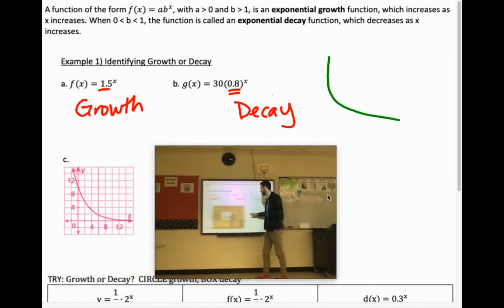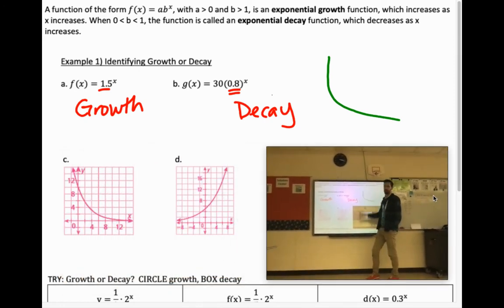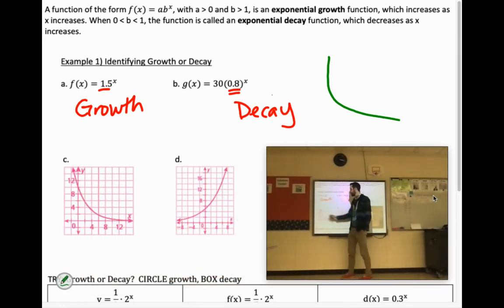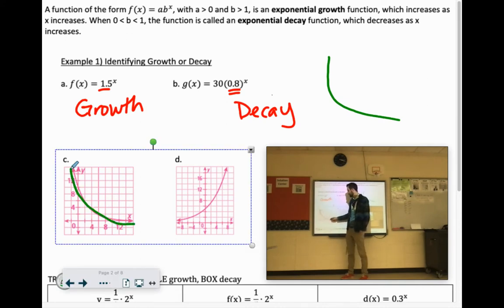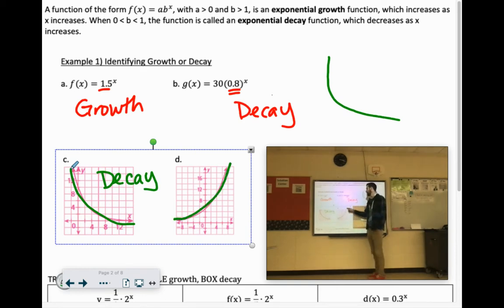So let's look, they have a couple graphs for us here. There you go. So as you go from left to right, this one's dropping down, it's getting smaller. So that is exponential decay. Whereas this one, as you go left to right, is shooting straight up almost. I mean, it's not shooting straight up, but it's getting really steep over there. So that's exponential growth.